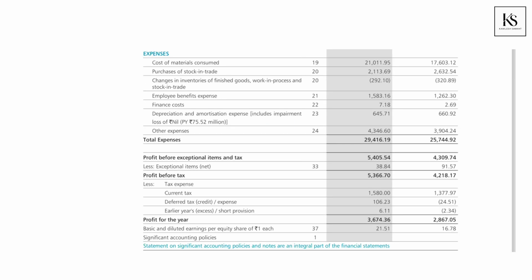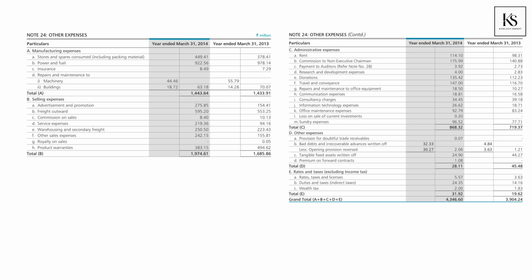The last line item on the expense side is other expenses. At Rs 434.6 crores, this is a huge amount classified under other expenses, hence it deserves a detailed inspection. From the note, it is quite clear that other expenses include manufacturing, selling, administrative and other expenses. The details are mentioned in the note.